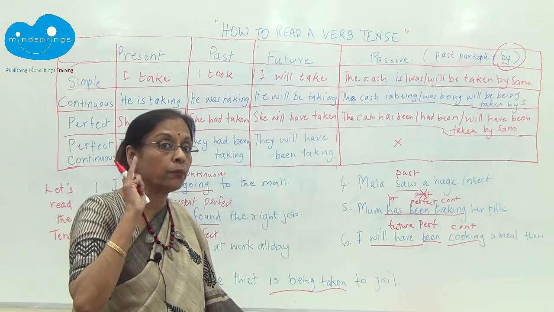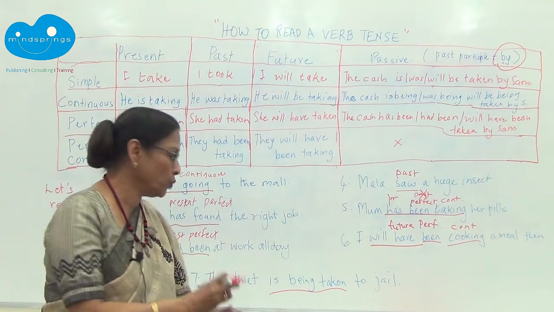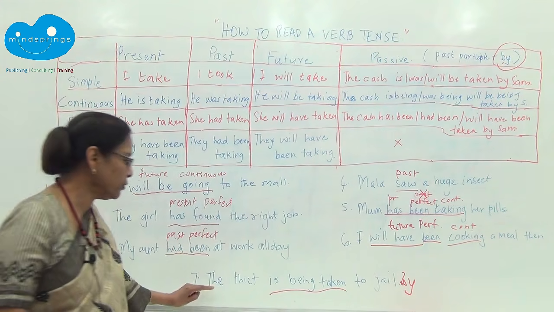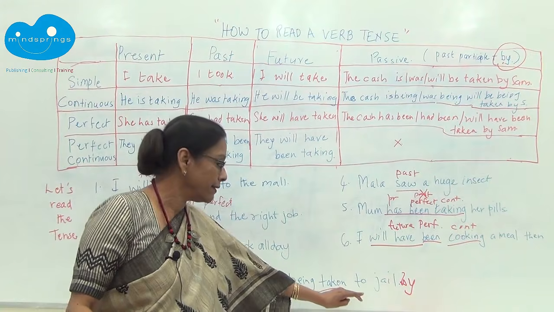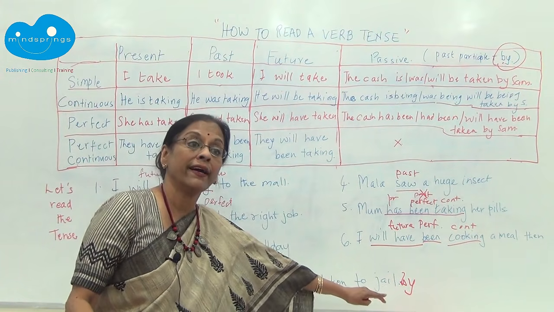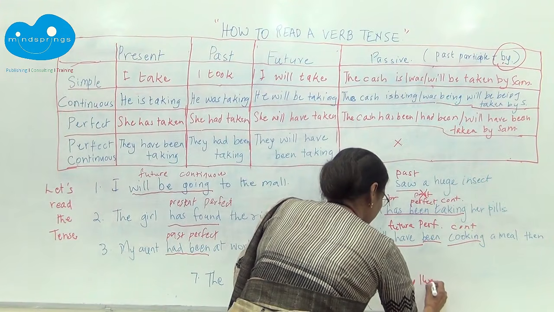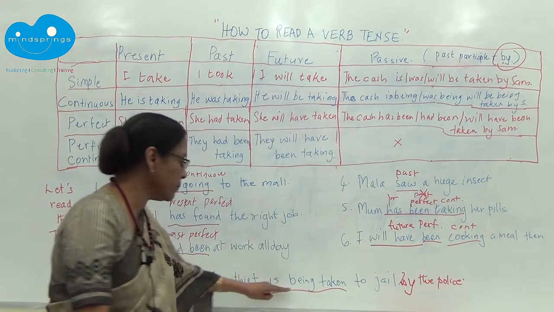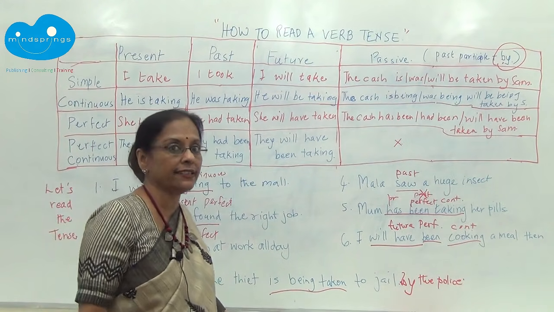No. You should be alert and you should say, let's see if it's a passive voice. So let me put a by there. Can I continue the sentence? The thief is being taken to jail by the police. It's a passive sentence. So what is this verb now? It's a passive verb. The passive verb also has a tense.